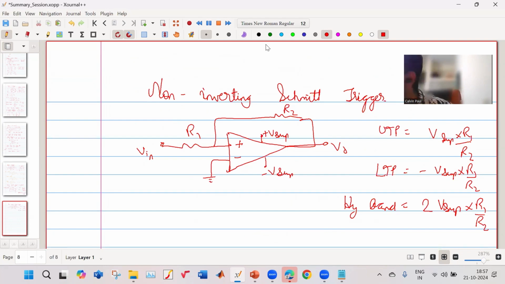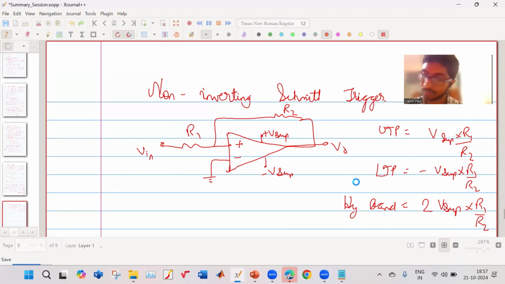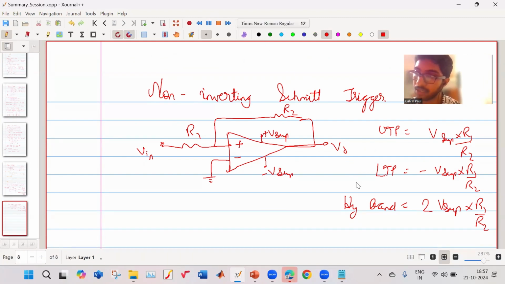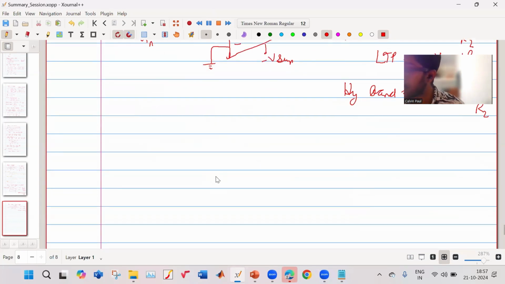So this is for your Schmitt trigger circuits. The derivations you can go through. It has been taught earlier in the sessions I have conducted. LTspice demonstrations have also been provided to verify these concepts. Now we will go to week 9.